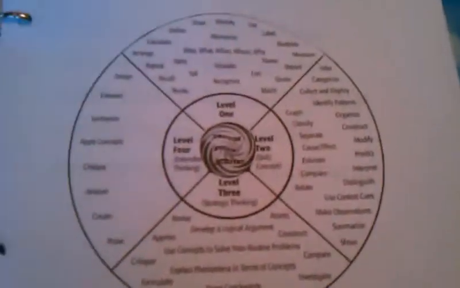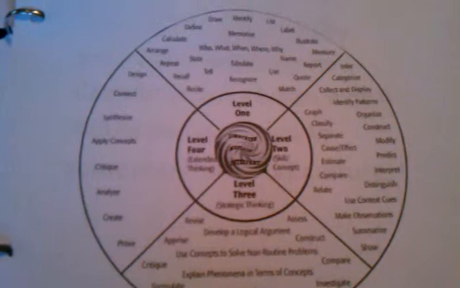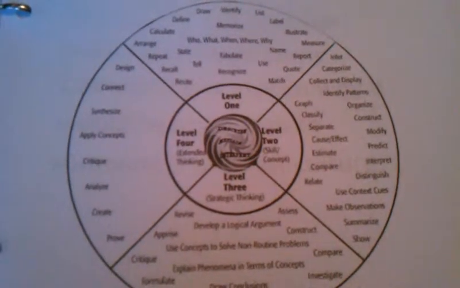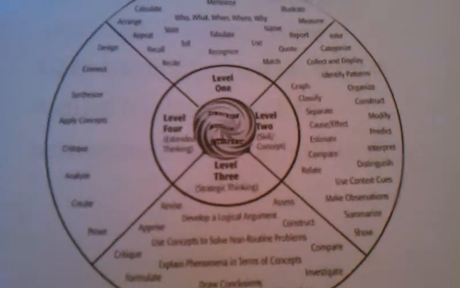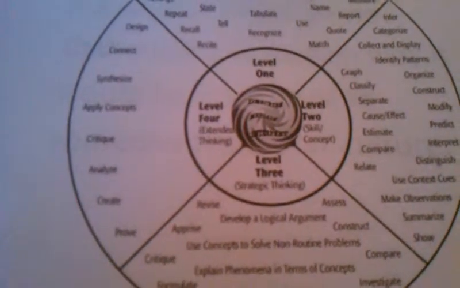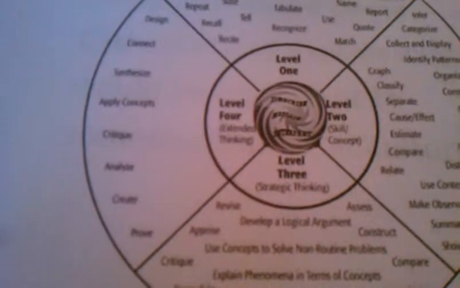My learning targets are usually based on the DOK wheel. So you can see I usually pick the word or the skill that I want my students to be able to do and then base it on that wheel. For this example, they were at a level 4 extended thinking where they were analyzing.